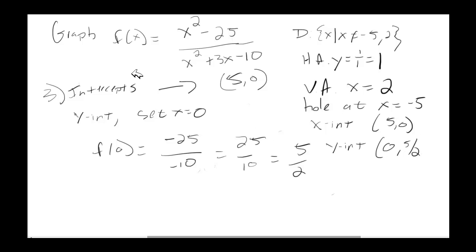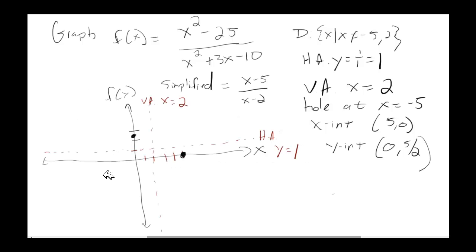Alright, now we're going to start to put this all together. This would have worked if you plugged into the factored form as well. Okay, so here's my function, and here's the simplified form of my function. I put in all my asymptotes here, the horizontal one and the vertical one, and I put down all my zeros. And I'm going to take care of this hole first.